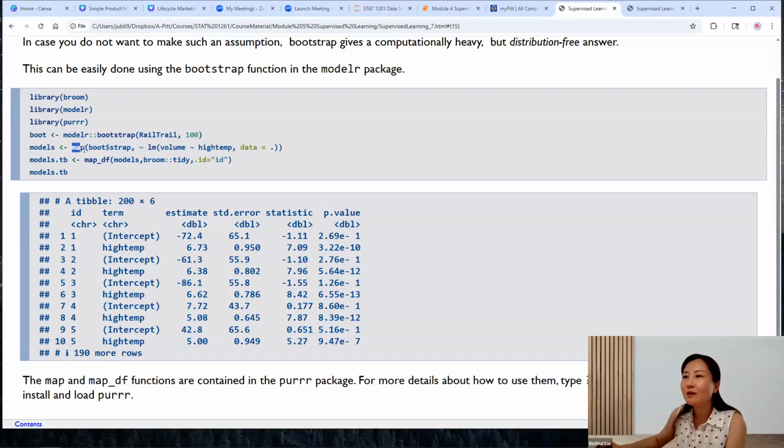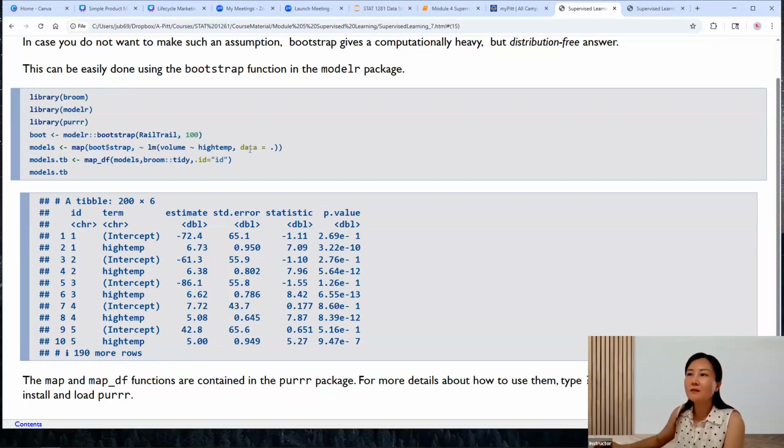And then we call the map function. This map function is in the purrr package. It allows us to apply the same model on different data sets. So for example, we extract the strap from boot. Each strap is a bootstrap sample. And then specify the formula, the function. Don't forget the tilde. Tilde lm volume tilde high temperature. So this is the regression formula. And then data equals .x, so that means I will use objects contained in the first argument. Basically, it will fit a linear regression model using each bootstrap sample.